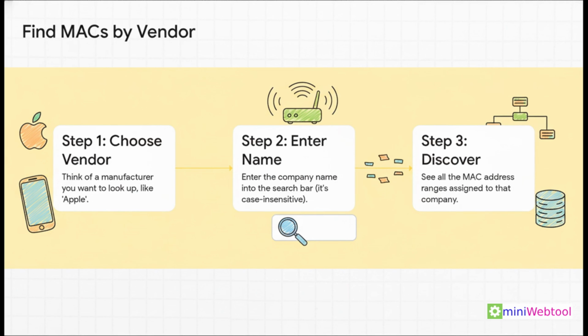But what if you want to work backwards? Let's look at case number 2. Let's say you want to see all the MAC address prefixes that belong to a certain company. Just type the vendor's name, like Apple, right into the search bar. And don't worry about caps. It's case insensitive. Hit search, and you'll get a whole list of all the OUI ranges registered to that company. This is fantastic if you're doing more in-depth research.